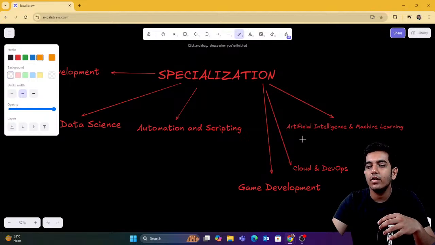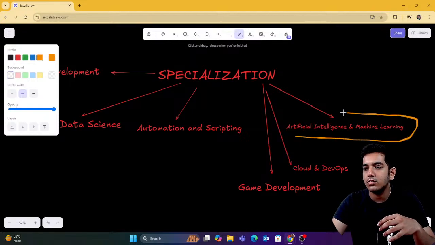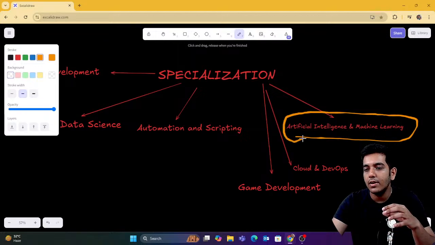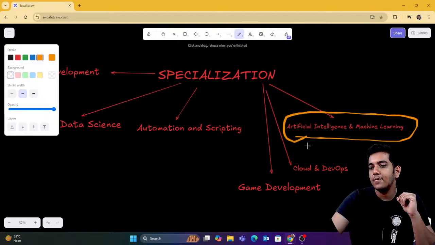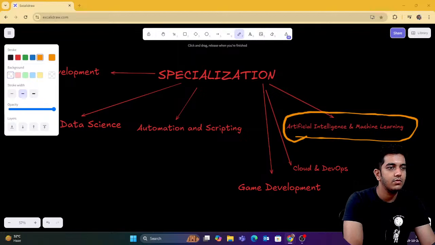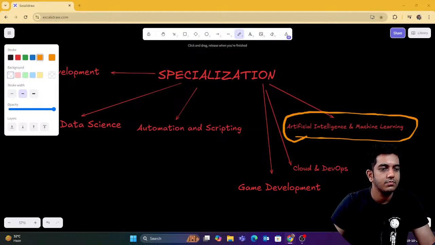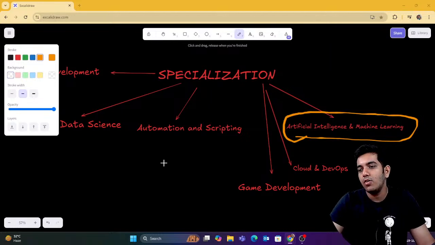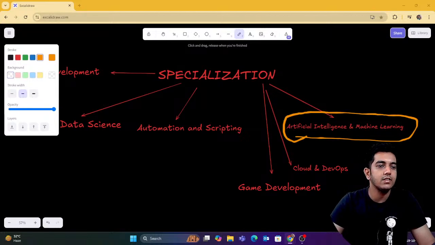So now we're going to focus on this one, because we are keeping the video limited to machine learning and AI. So we are going to talk about the roadmap of this one. First of all, we're going to talk about what is machine learning.